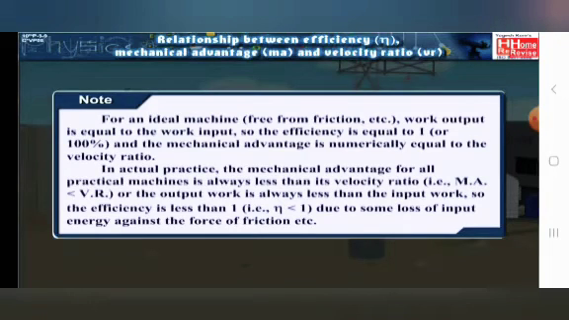Note: for an ideal machine, free from friction, etc., work output is equal to the work input, so the efficiency is equal to 1 or 100%, and the mechanical advantage is numerically equal to the velocity ratio. In actual practice, the mechanical advantage for all practical machines is always less than its velocity ratio. That is, MA is less than VR, or the output work is always less than the input work, so the efficiency is less than 1. That is, eta is less than 1, due to some loss of input energy against the force of friction, etc.